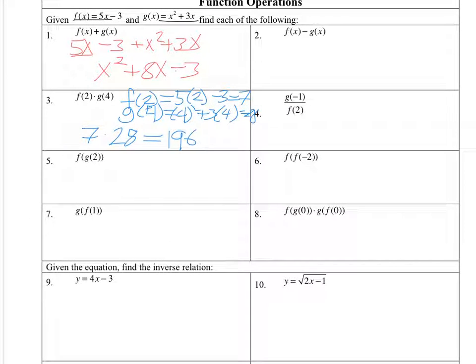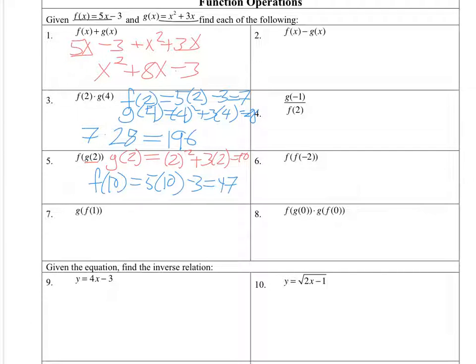F of g of 2. So first off, I'm going to find g of 2. G of 2, and that's going to be 2 squared plus 3 times 2. 4 plus 6 is 10. F of 10 is going to be 5 times 10 minus 3, which is 47.